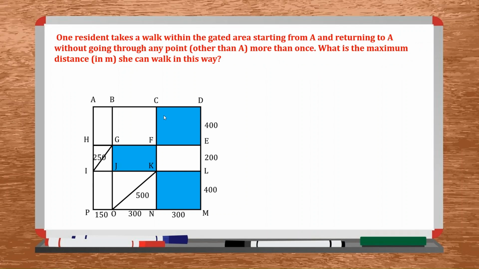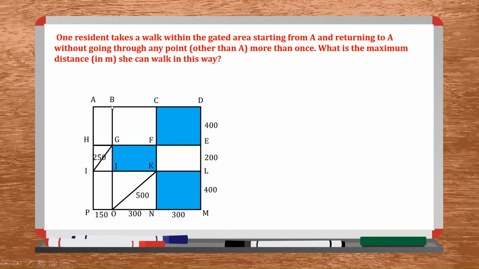Next we have a resident at A who needs to start at A and return at A without going through any point more than once. And what is the maximum distance I can travel? So if I'm able to travel through every point once, then that would be my maximum distance possible. But if I'm not able to travel through all the points, I'll try to leave out the points which are minimum in distance. So let's see.